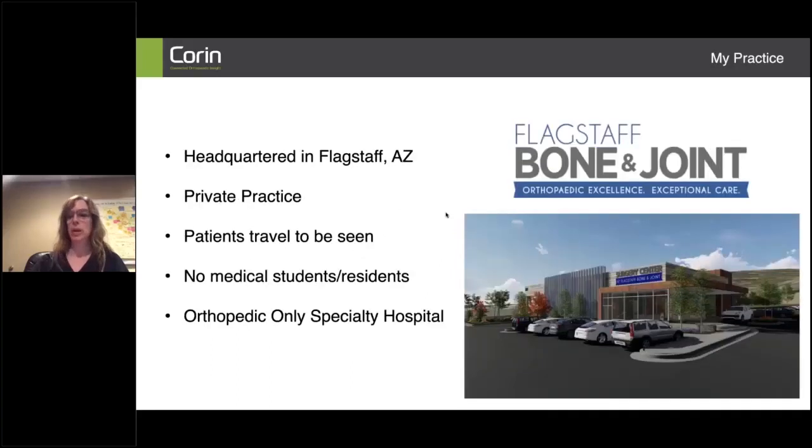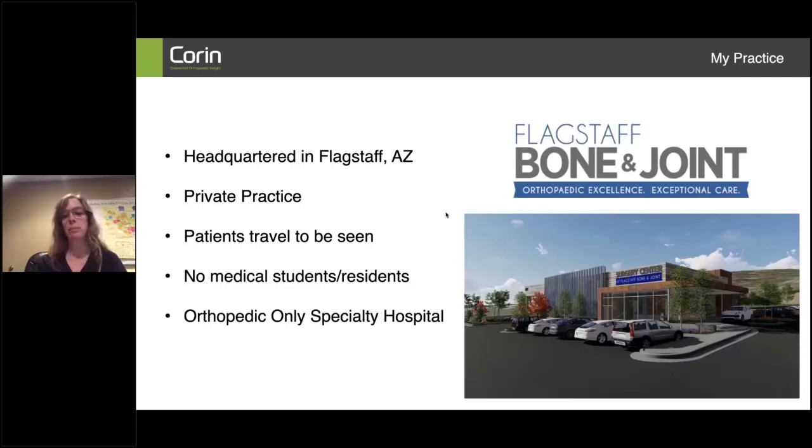So we are a private practice center. I have 7 partners. We do not have medical students or residents. We do have certified first assists and physician's assistants that are both employed by and contracted with the group. And we have a very, very large geographic catchment area.